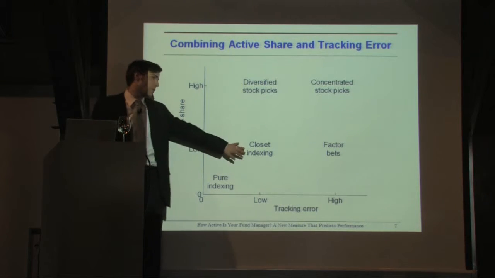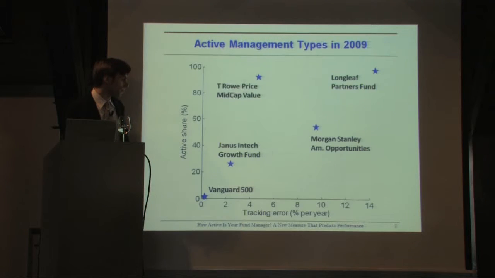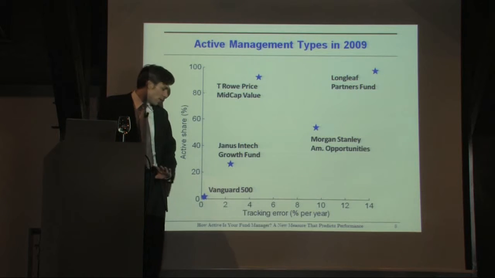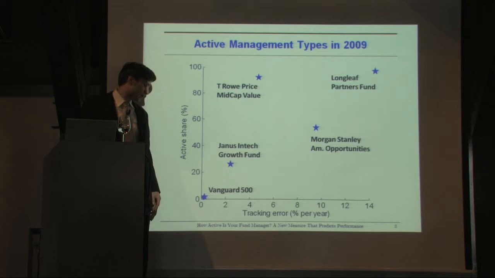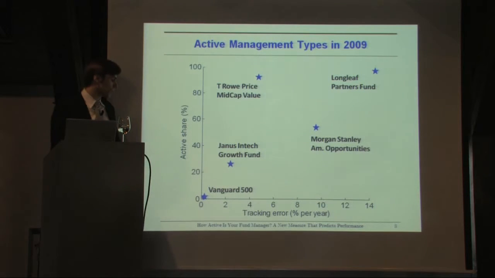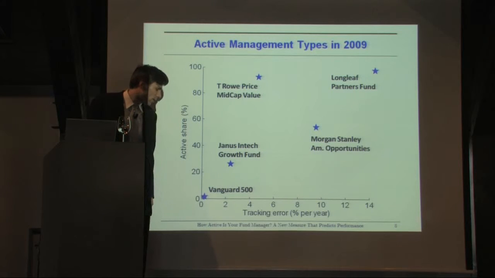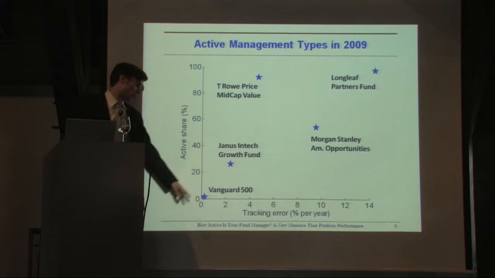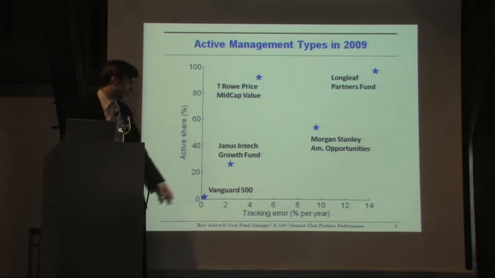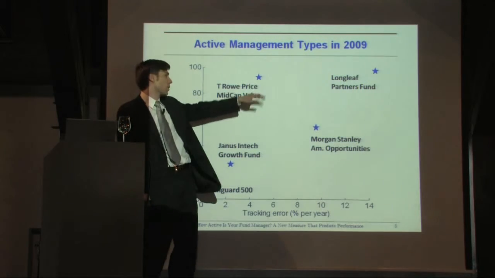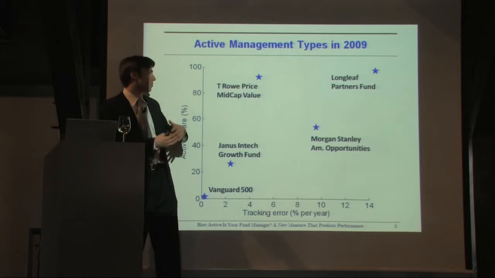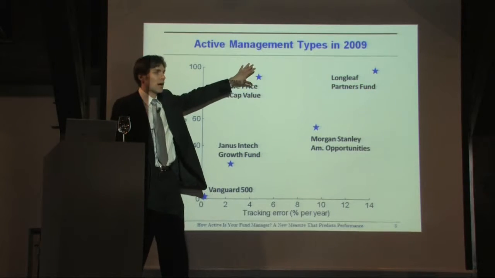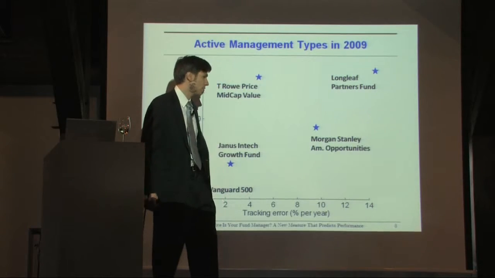Okay, and there's certainly a good number of funds in each of these categories. So just to give you some recent examples, Vanguard 500 has traditionally been the biggest fund in the indexing category. Fidelity Spartan Fund actually has even slightly lower tracking error and active share than Vanguard, so it even more closely tracks the index. T. Rowe Price Mid-Cap Value is one example of a fund that intentionally wants to be very diversified in terms of industries, but it's actually making active stock picks within those industries.